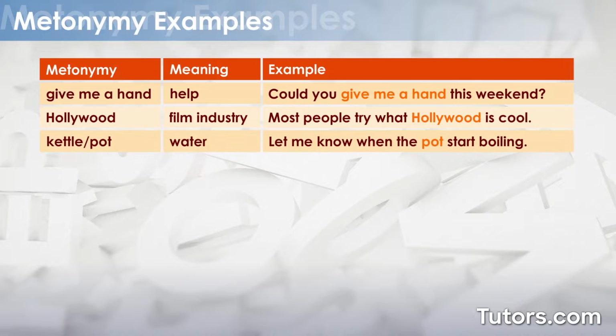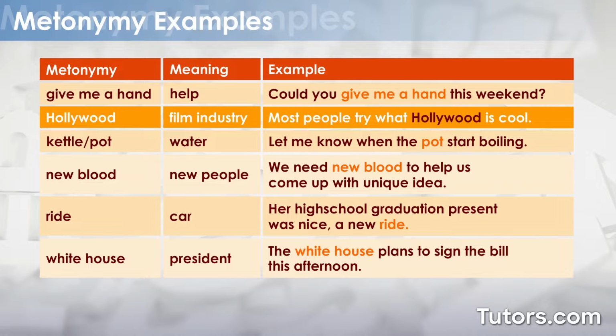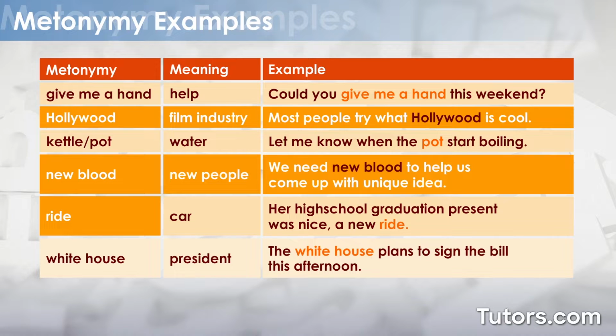Common examples of metonymy in everyday speech include Hollywood, meaning the film industry; new blood, meaning new people; ride, meaning a car.